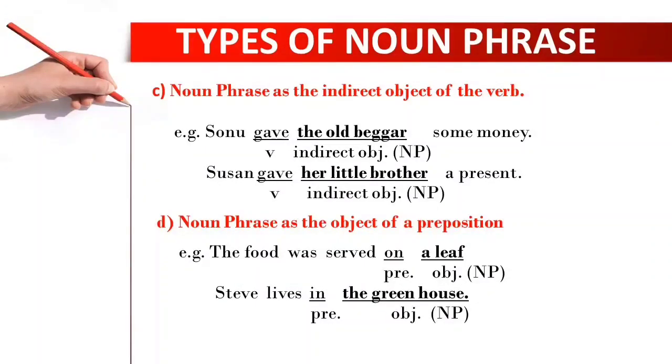Steve lives in the green house. Steve lives in what? The answer is the green house. Here, the green house is noun phrase and it acts as the object of the preposition in.